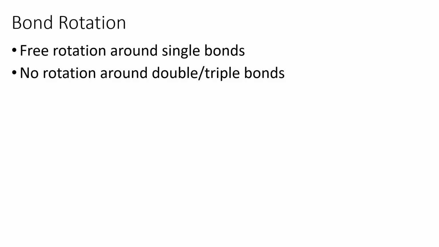So one thing that we're going to see is that we are going to have free rotation around single bonds, but we're not going to have any rotation around our double and our triple bonds. And this is due to the type and the amount of overlaps that we're going to see within our orbitals.